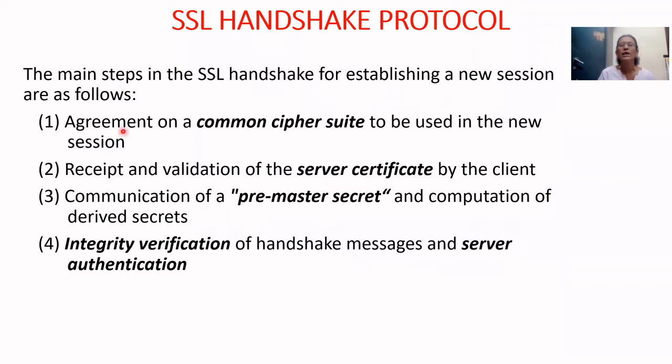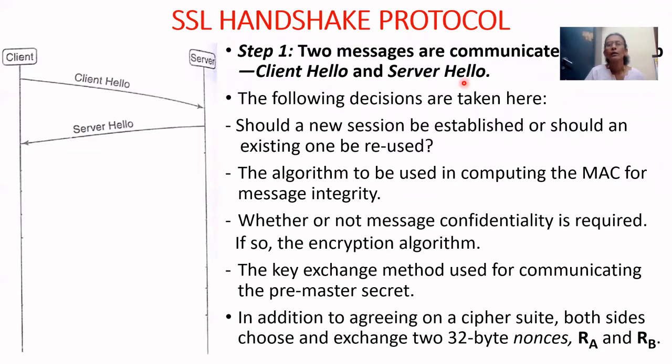The first one is agreement on a common cipher suite, that is, what is the algorithm that we are going to use. Then receipt and validation of the server certificate by the client. Then communication of a premaster secret and computation of derived secrets. Finally, integrity verification of handshake messages and server authentication. So first we see step 1.